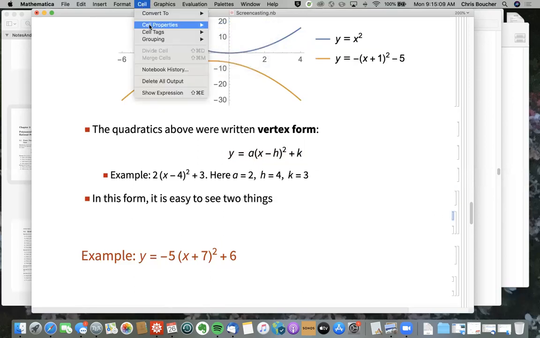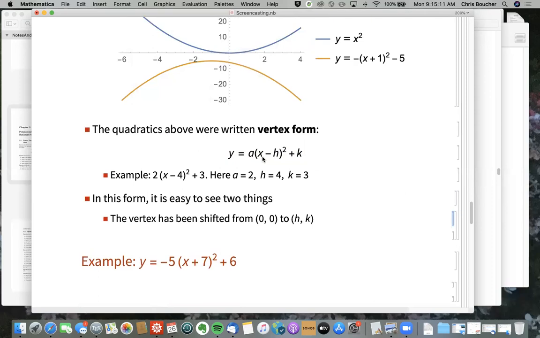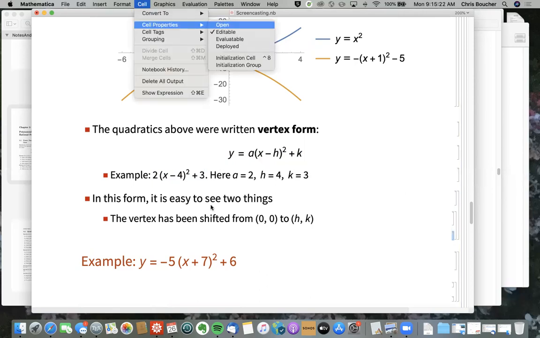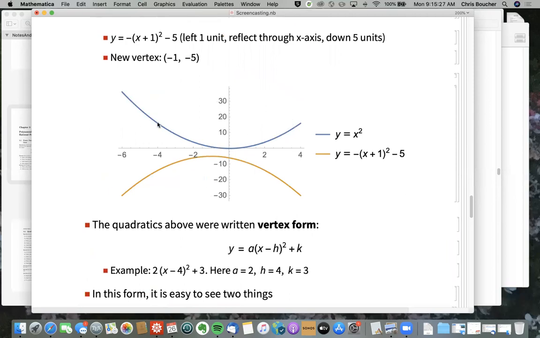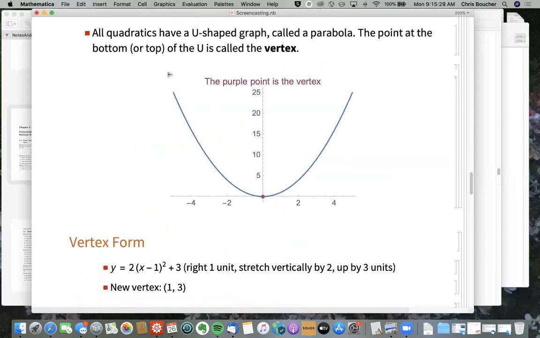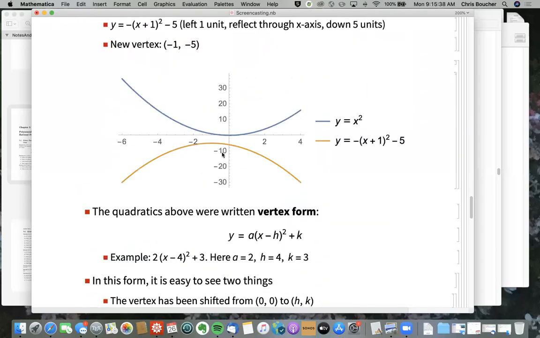Indeed, it's easy to see two things from this form. First of all, the shift of the vertex from 0, 0 to h, k. So this example here will have vertex 4, 3. And the other thing that is relatively straightforward to see from this form is which way the U opens. Because I start with a U, my original is an upward U. It opens up, and we'll call this U concave up. And if the U opens down, like this orange curve here, we'll call that concave down.